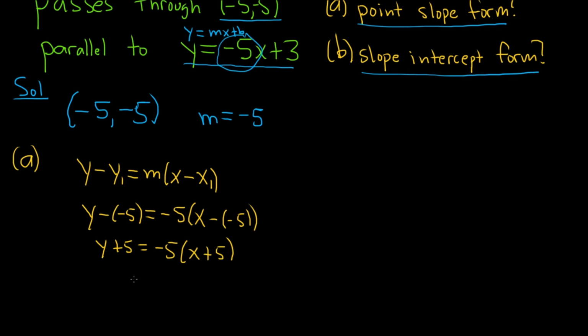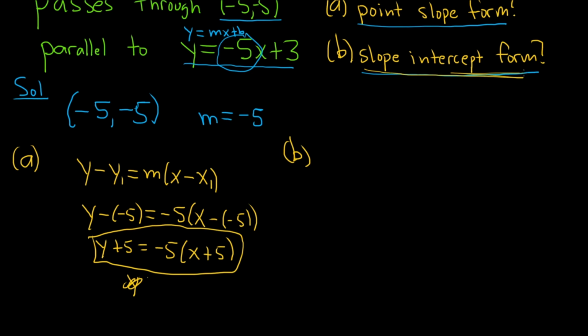Good stuff. So that's the answer, right? This is the point-slope form, so we're done. Now, to get the second part, you keep going. You basically solve for y. Whenever it asks you for this, you want to write it like this. So you just want to solve for y.